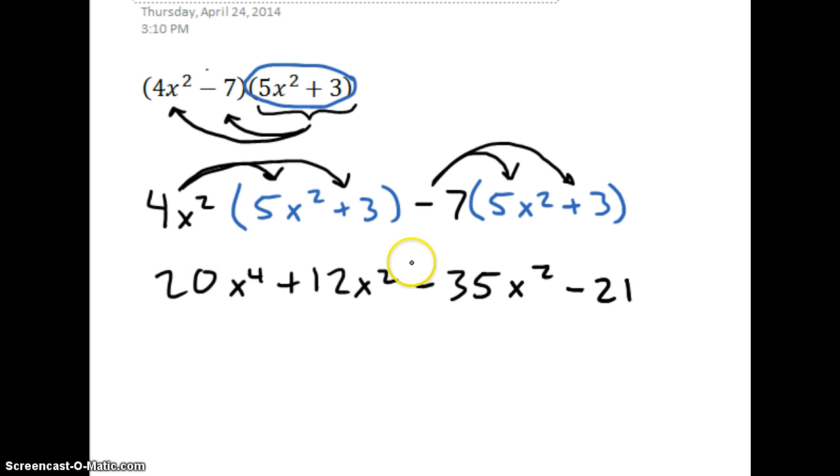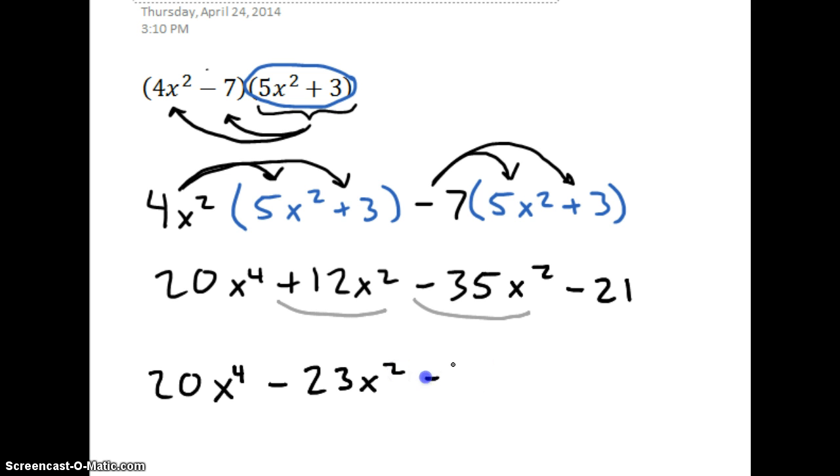So let's count how many terms we have. We're not quite done yet because we need to simplify this, but we have 1, 2, 3, 4 terms. Most of the time our terms are separated by addition and subtraction signs. When I simplify this a little more, I see that these two are like terms, so I can combine those. 20x to the fourth, and I add these coefficients and I get negative 23x squared minus 21. So this turns into a trinomial, and this is a quartic trinomial.